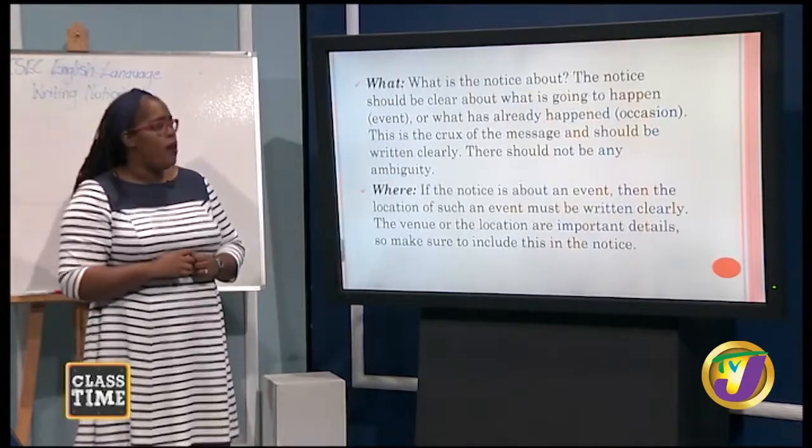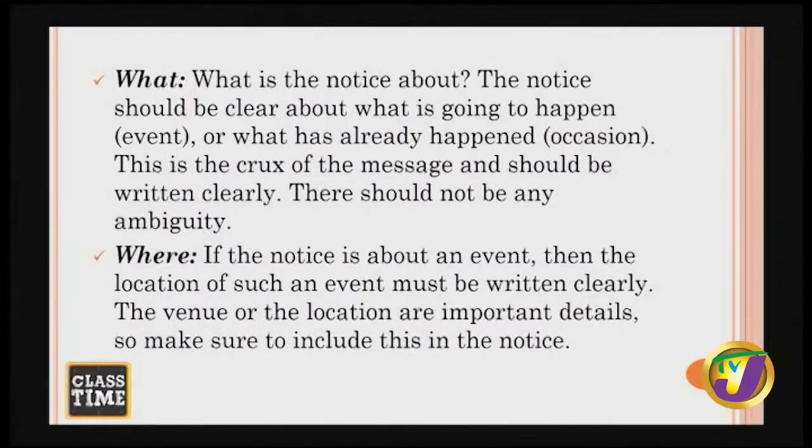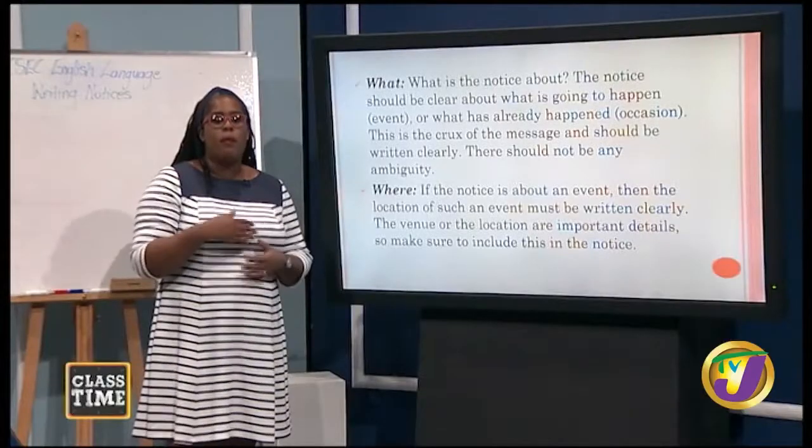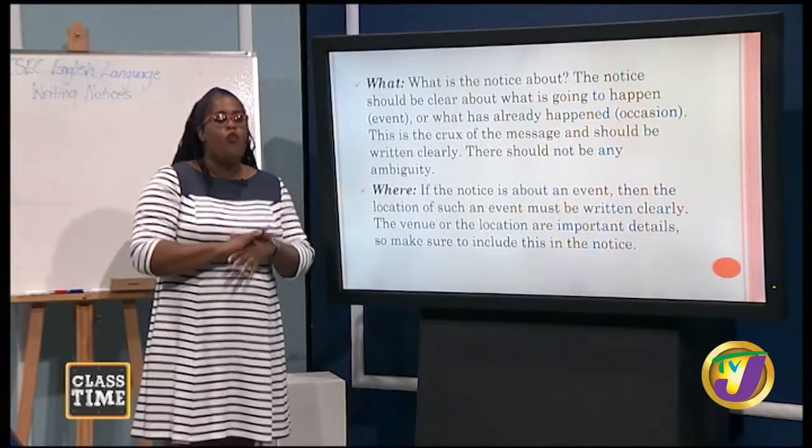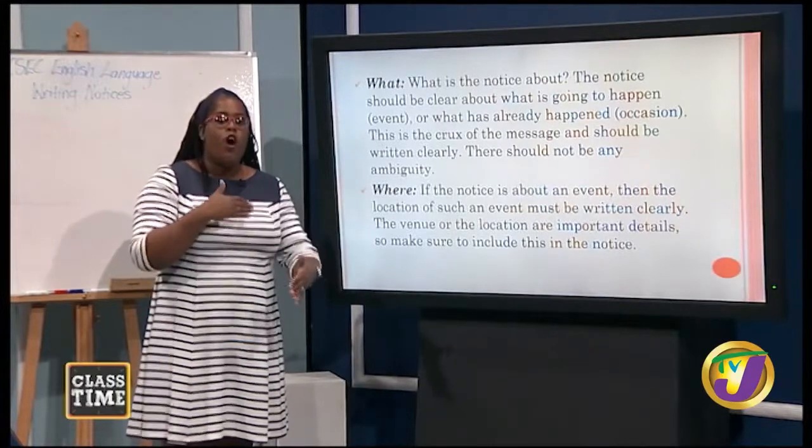All right, so the first one, what? What is the notice about? The notice should be clear about what is going to happen, the event, or what has already happened, the occasion. This is the crux of the message and should be written clearly. There should not be any ambiguity. Now, what does the word ambiguity mean? It means that whatever you write should be clear. The person should not be guessing. So there should be no ambiguity, no reason for the person to be unclear of what it is that is being expressed.